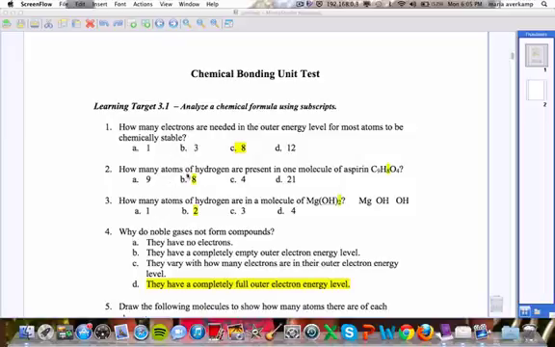Number 2, how many atoms of hydrogen are present in a molecule of aspirin? Hydrogen is H, and since it has a subscript of 8, that simply means there's 8 atoms.